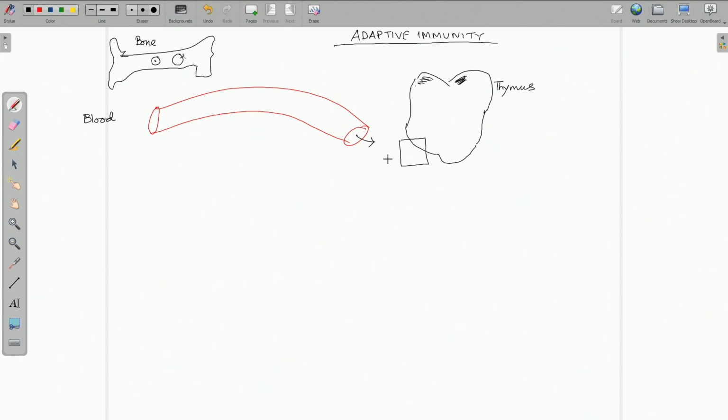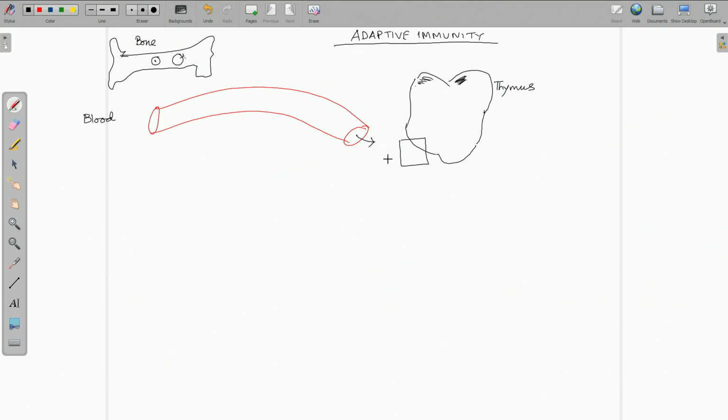As I told, the cells of the adaptive system are the T cells and the B cells. In this lecture we try to see how it activates the T cells. If you look at the picture here, the bone marrow is the starting point. All the cells of the immune system come from there. The T cells and the B cells, or their progenitors, are called the lymphoid precursors.